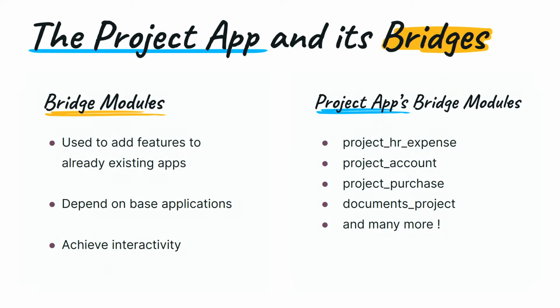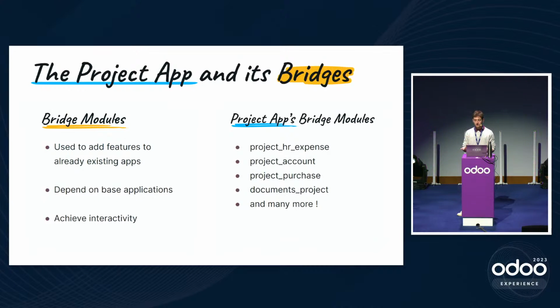So the project application has a lot of features that are enabled when we have other applications enabled in our Odoo instance. This is achieved through bridge modules. Bridge modules basically are used to add features to already existing applications. Now, they can depend on multiple or a single base application, and that is basically how we achieve interactivity between applications at Odoo. Now, the project app has a lot of bridge modules.